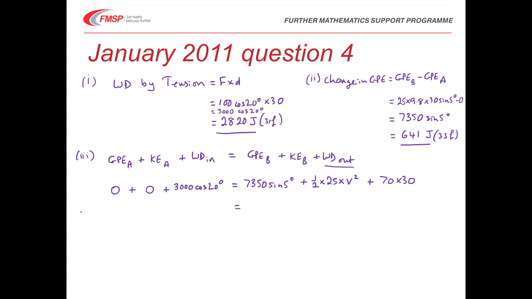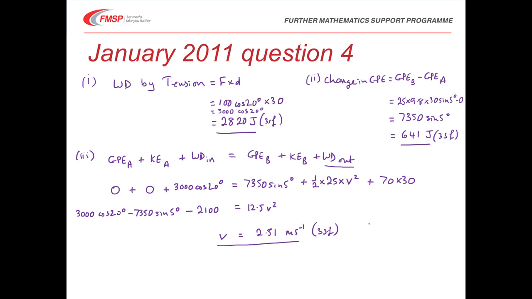Well, let's deal with all of that then. So moving everything to the left, I have 3,000 cos 20 minus 7,350 sine 5 minus 70 times 30, which is 2,100. And that's equal to half of 25 times v squared, which is 12.5 v squared. Well, I calculated everything on the left and then divided by 12.5, and that gave me an answer for v, which was 2.51 meters per second to 3 significant figures.